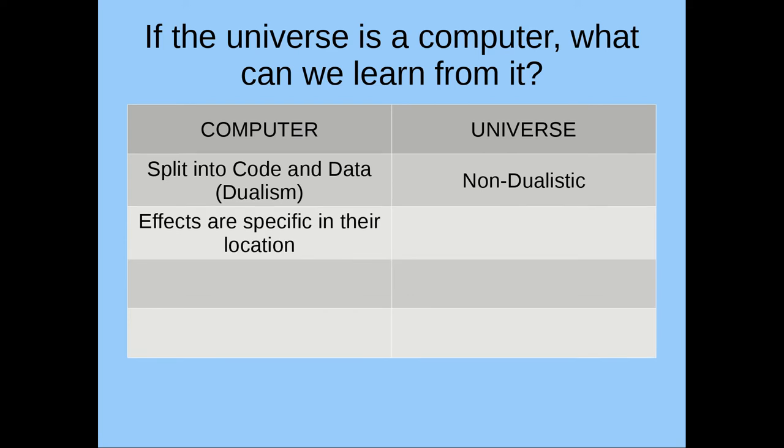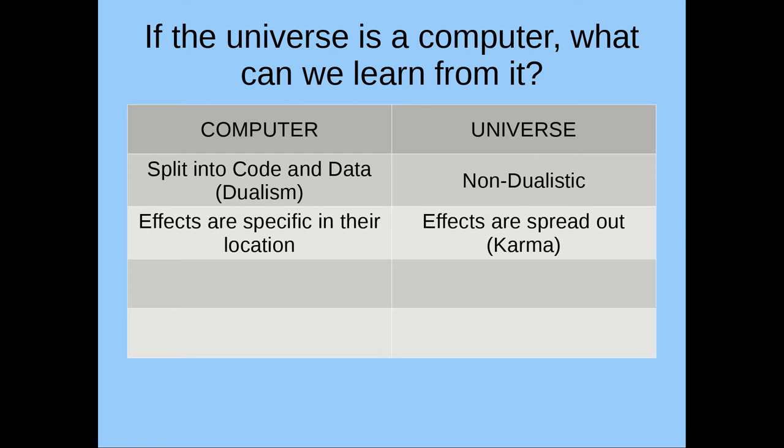Next observation, in a computer, effects are very specific in their location. So if these are memory locations, and we have an instruction that says store a number at this location, that's the only location that's changed. Nearby locations, unaffected. That's deliberate. We work very hard to make that happen. In the universe, not so much. Very hard to imagine an action occurring at some point that only affects that point and doesn't affect anything nearby. Right? Think about it.